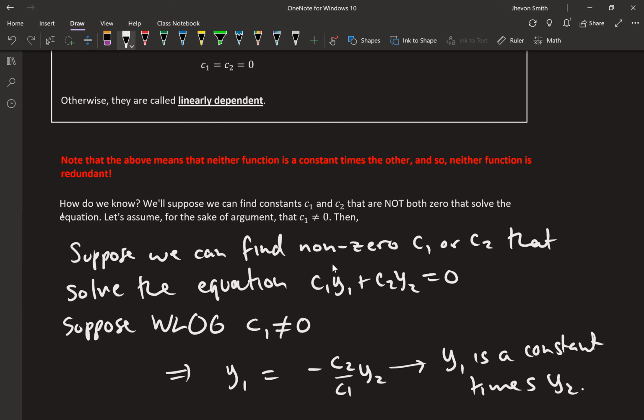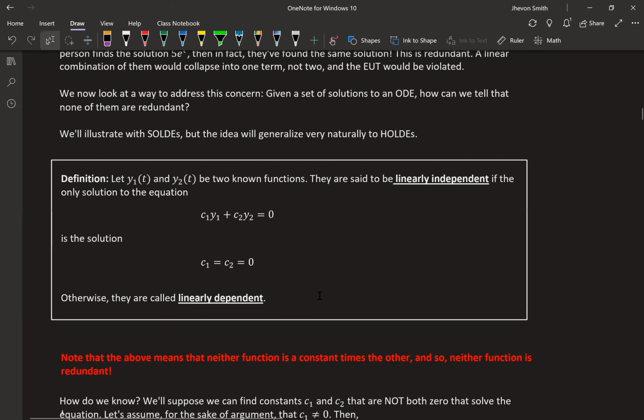So the thing is, if we can find a non-zero solution, it necessarily means that one of these functions is a constant times the other function. And that makes it redundant. So in order to avoid redundancy, this is a quick check that I could do. I can set up this equation and try to find the solutions in C1 and C2 of that equation. If the only solution is all the C's are 0, then I know that these two functions are not redundant.